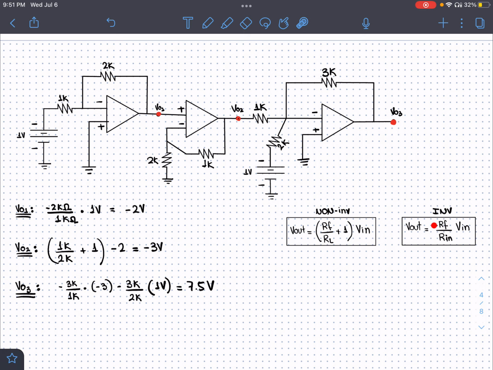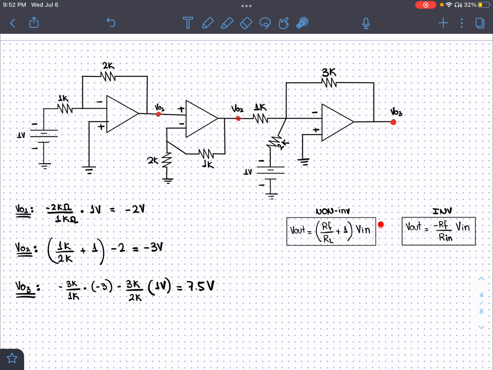As we can see, minus the resistor on the feedback loop, minus 2K, over the resistor that is the Rn on the input, 1K, times the input voltage, 1 volt. This will give us negative 2 volts, and that will be the output. Now this output is being fed into this op-amp, into the positive pin. So what is this? This is a non-inverting op-amp.